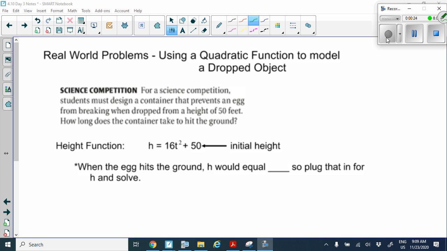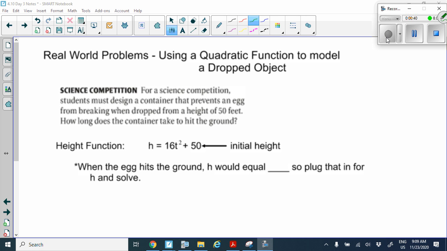So this first part, it says we're going to be talking about modeling a dropped object. Here it says for a science competition, students must design a container that prevents an egg from breaking when dropped from a height of 50 feet. How long does the container take to hit the ground? So basically you're just standing at 50 feet and you drop the container, okay?